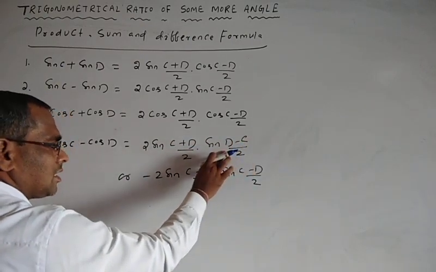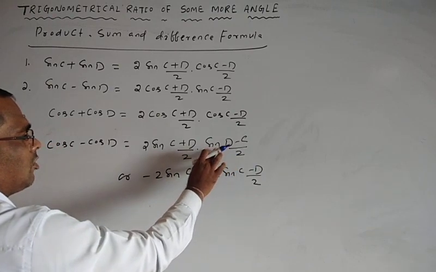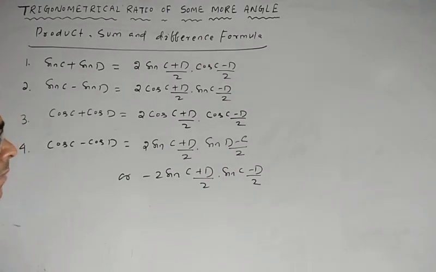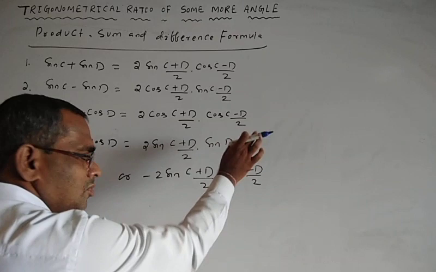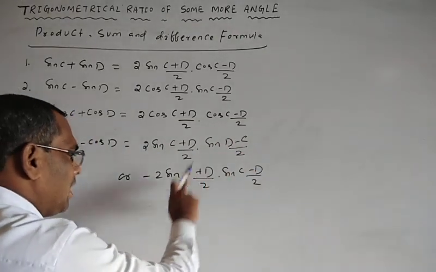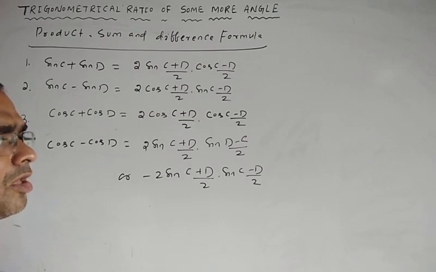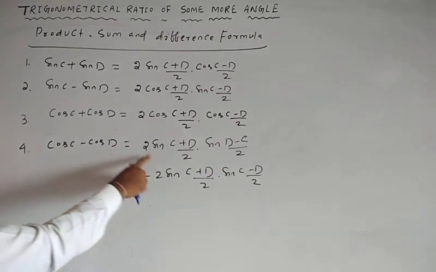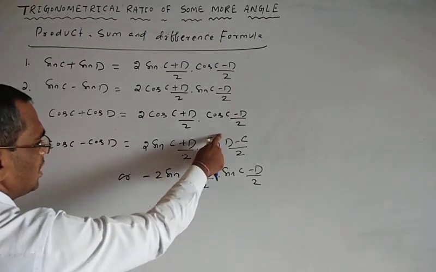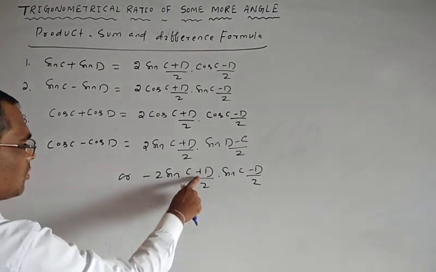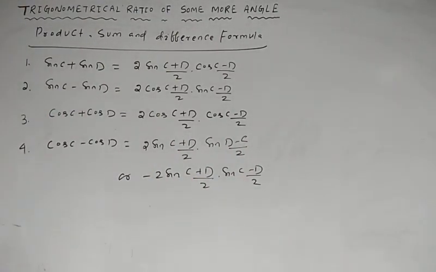if we take minus as common in that angle, this is equal to sin of minus of (C minus D)/2. But you know sin of minus theta is equal to minus sin theta. So sin of minus of (C minus D)/2 is equal to minus sin (C minus D)/2. Okay. So cos C minus cos D is equal to 2 sin (C plus D)/2 into sin (D minus C)/2, or you can also write minus 2 sin (C plus D)/2 into sin (C minus D)/2. Okay.